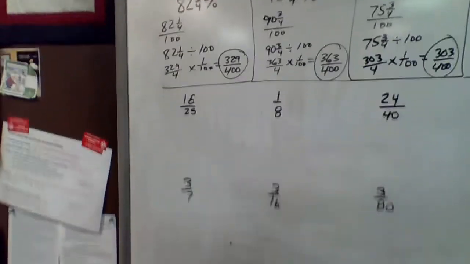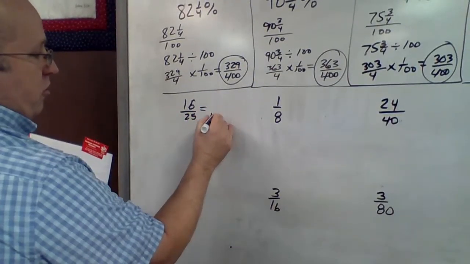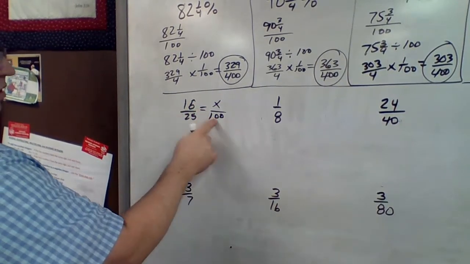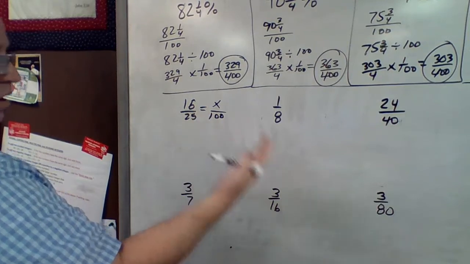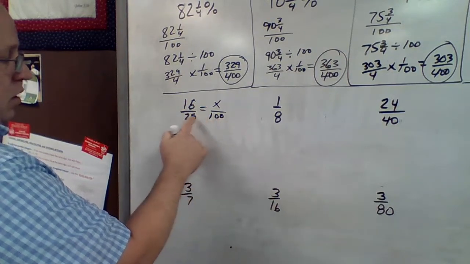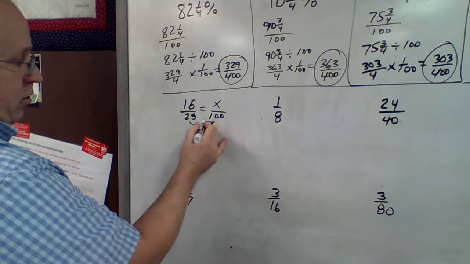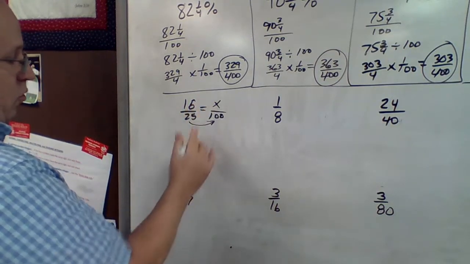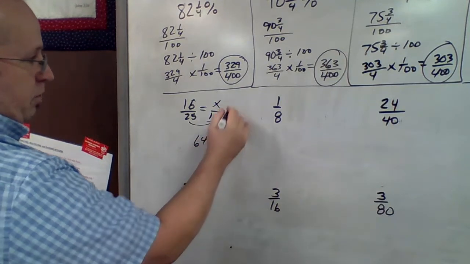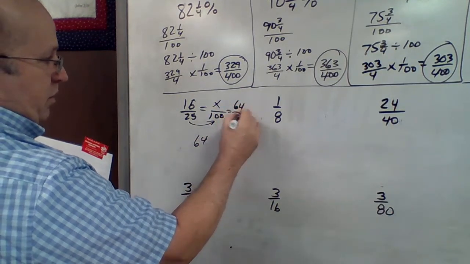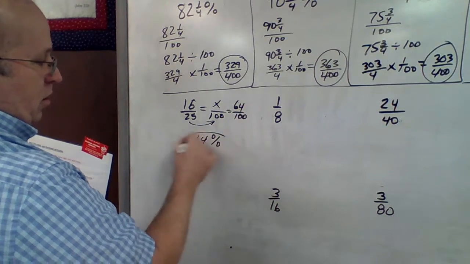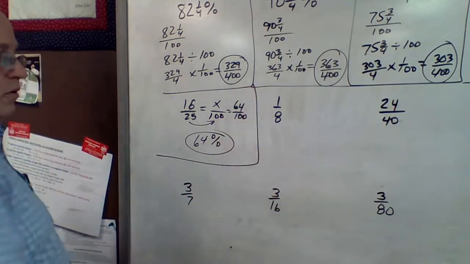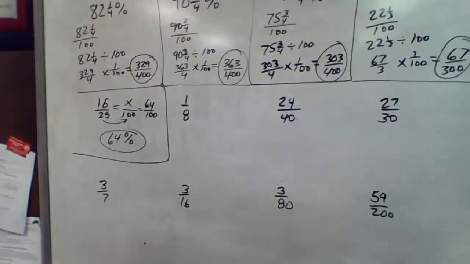Here's another one. Okay, I can change this into a fraction that has 100 as its denominator. I can take 16 times 100 and divide by 25. That's one method. 16 times 100 divided by 25. Or I can look at the pattern here. This is a multiplying by 4 pattern. 16 times 4 is 64%, because that would be 64 hundredths. If I do that, 64% is my answer.